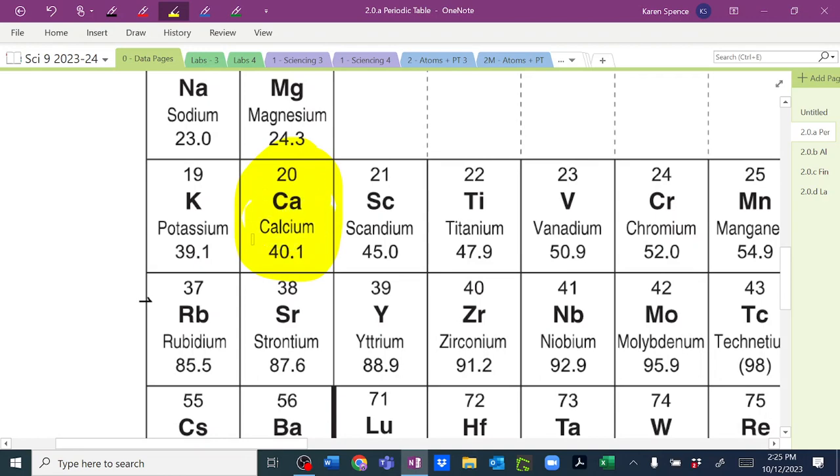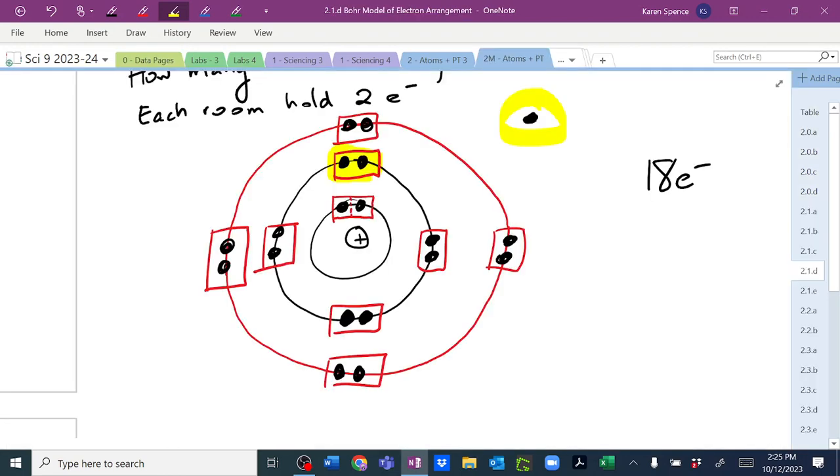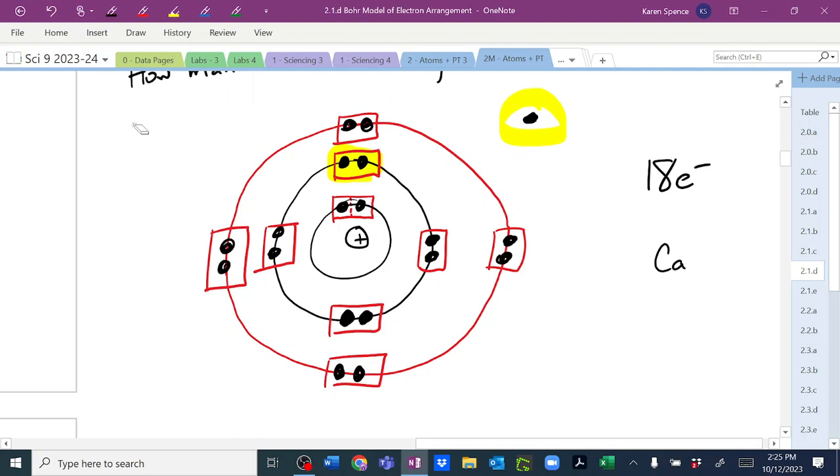So let's go back here. And right now, we have 18 electrons. What if I wanted to have calcium, though? What would I need to do? I would need to erase this because I don't have enough room, right? And then what would I need to do? Calcium has 20 electrons. This structure here has only 18. How could I fix that? I could add another shell.